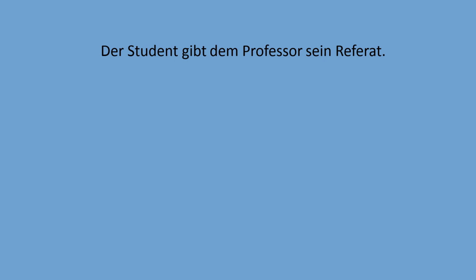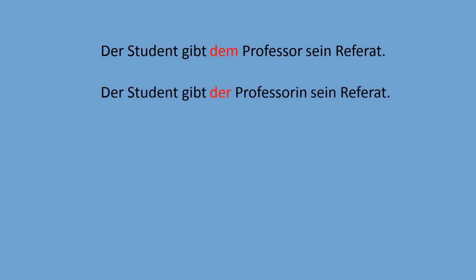Okay, let's analyze again. "Der Student gibt dem Professor sein Referat." So as you see, for indirect objects, we use specific articles. Articles will show us the function of a noun. The professor, the indirect object, is used with the article "dem." If we would change the male professor to a female professor, we would change the article as well. So the student will give his paper to a female professor. "Der Student gibt der Professorin sein Referat."